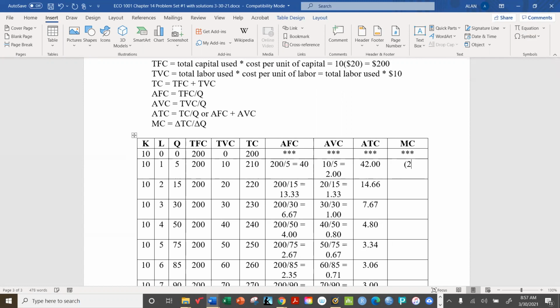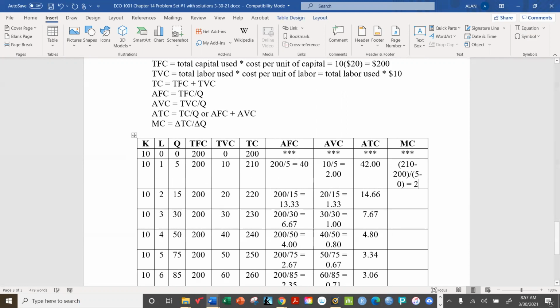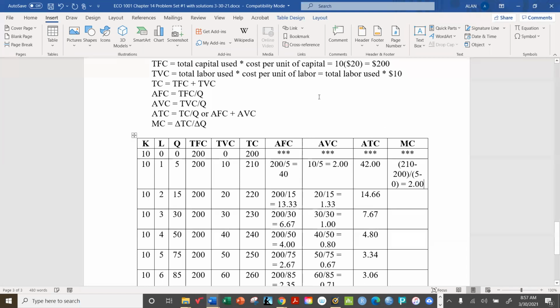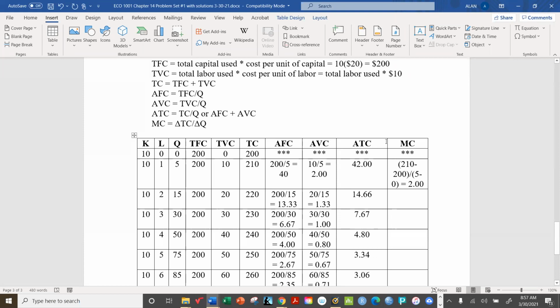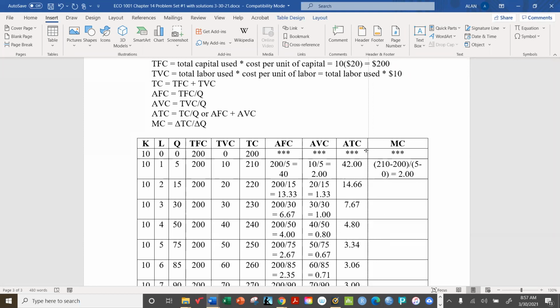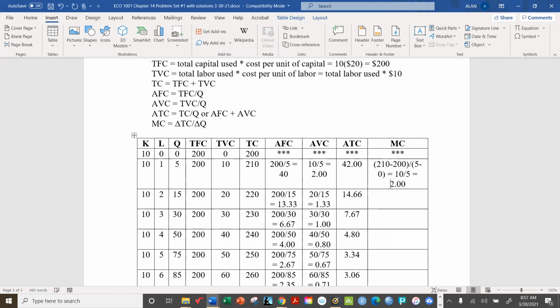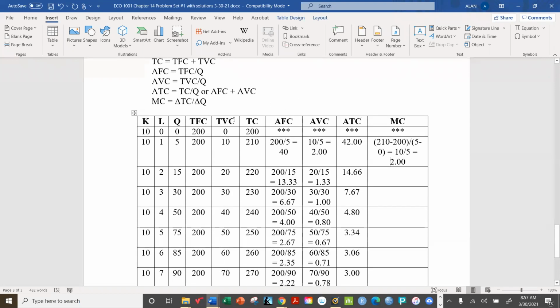Let me do it like this, just to make it crystal clear. The total cost is 210 minus 200. The quantity changes by 5 minus 0. So this is actually 10 over 5, which equals 2. I'm running really low on space here, but I think we can just about fit it in.